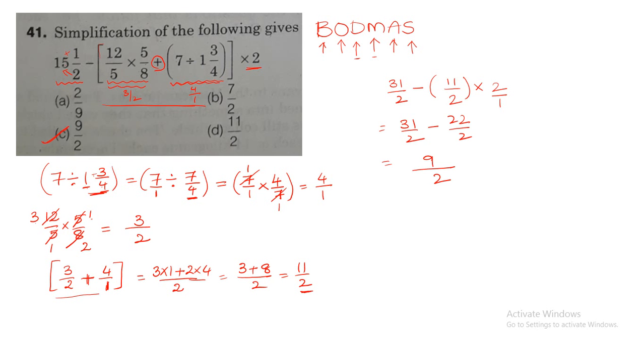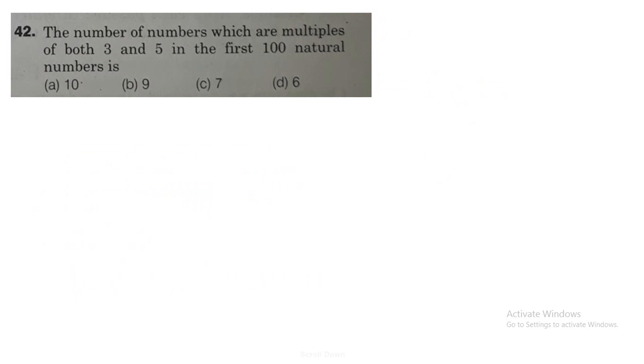Next, likewise we can simplify the given question. Next, moving on to the second question. The number of numbers which are multiples of both 3 and 5 in the first 100 natural numbers is. See, the number of numbers which are multiples of both 3 and 5. If we say both 3 and 5, then you need to take the LCM of 3 and 5.